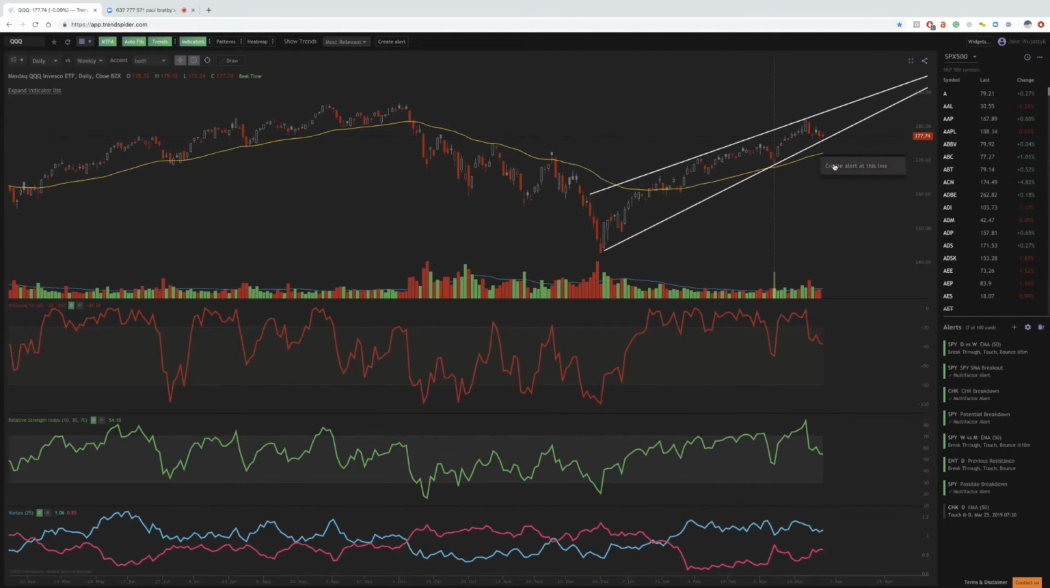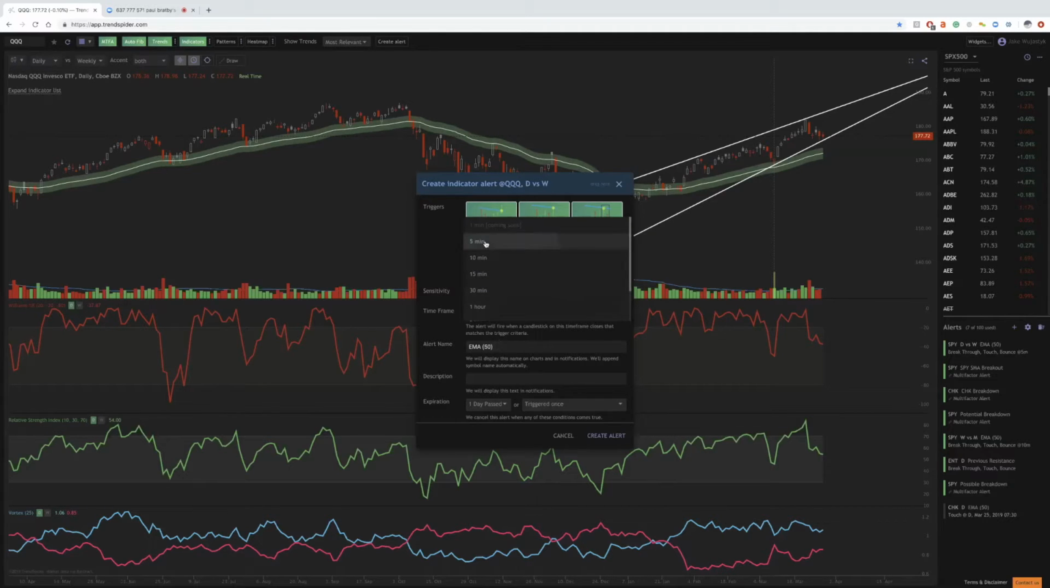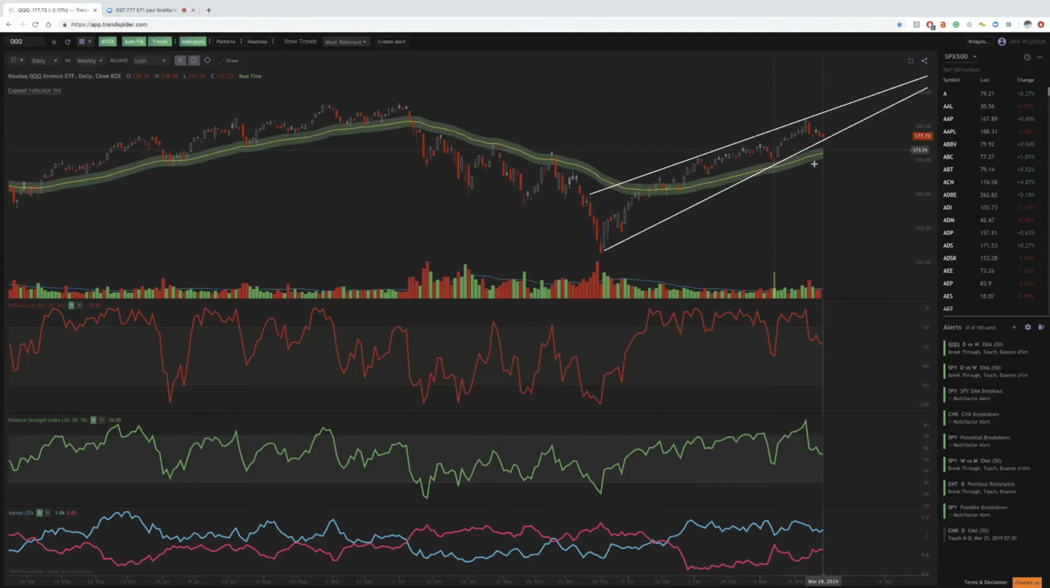So naturally, I'm going to do the same thing, put an alert right on this area below, right where this previous area touched this shaded area before. Just to make it a little less sensitive, I'll increase it there. So we will have that trigger on the 5-minute, expiring after 30 days, and now that alert is created.